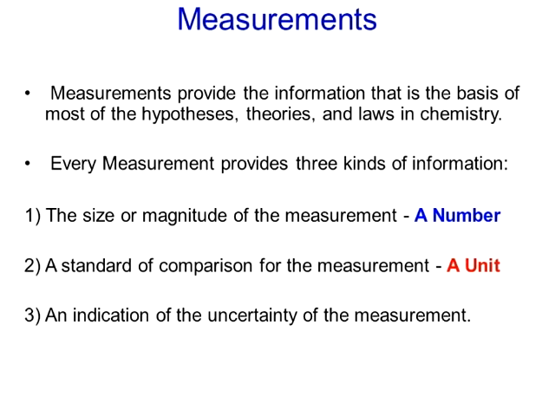In other words, how do we measure this, and when we measure it, we report it in the SI system. You get it? All right? Every measurement provides three kinds of information. The size or magnitude of the measurement, that's a number, some value, some digits. You've got to have digits. The second thing it provides is a standard of comparison for the measurement. What are the units? Inches, pounds, etc. And an indication of the uncertainty of the measurement.